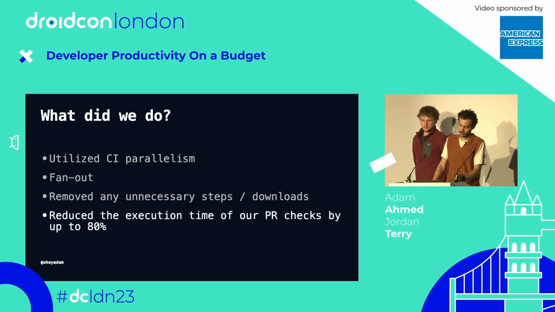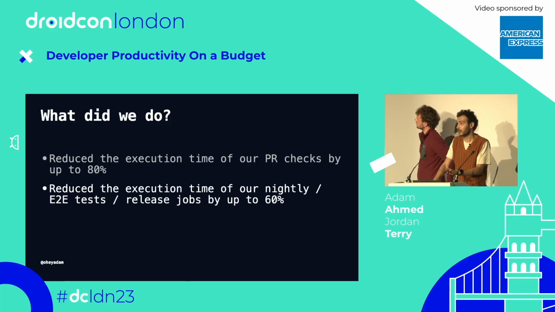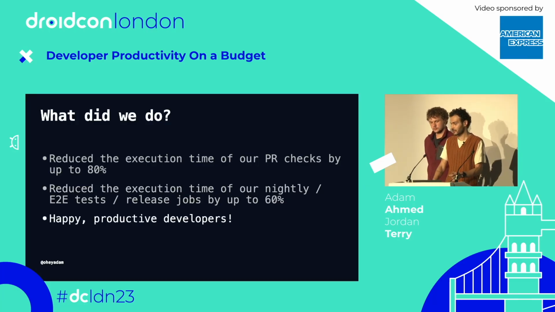In the end, the execution time for our PR checks was reduced by about 80%. Execution time for nightly and E2E test jobs also was reduced by 60%. Uploading new release APKs to the Play Store used to take an hour, and now it takes 18 minutes as well. And yeah, happy, productive developers.